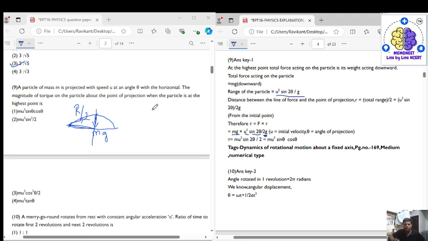Why? Because we are getting m u square sine 2 theta upon 2, and sine 2 theta can be written as 2 sine theta cos theta, so m u square 2 sine theta cos theta upon 2. This 2 and this 2 cancel out. What we are left with is m u square sine theta cos theta, which is our option 1. So the correct answer for question number 9 is option 1, that is m u square sine theta cos theta.